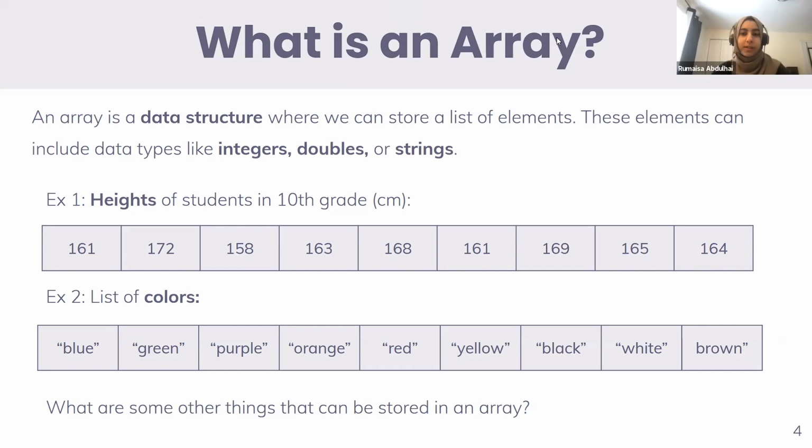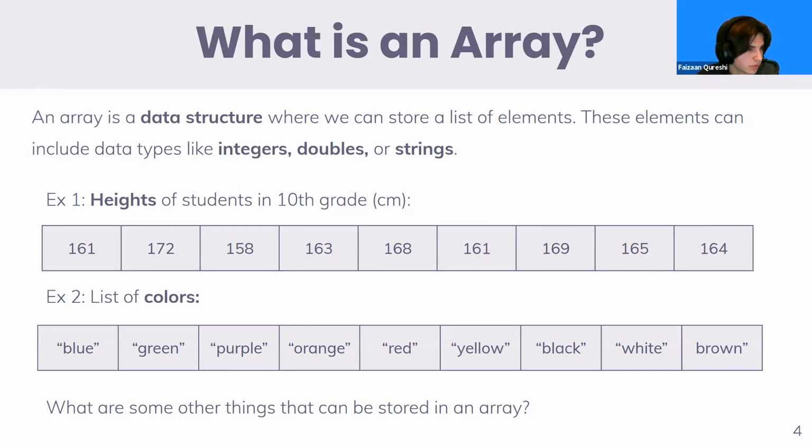I think we have some responses in the chat. Yep, temperature in a week is a great example. Student's age is a great example. Bashar, you said car, double, boolean. These are examples of data types we can store. We want to know what are examples of things that we can store. So for example, we have the heights of students in 10th grade, like 161 centimeters, 172 centimeters, and then a list of colors. So what are other examples like that?